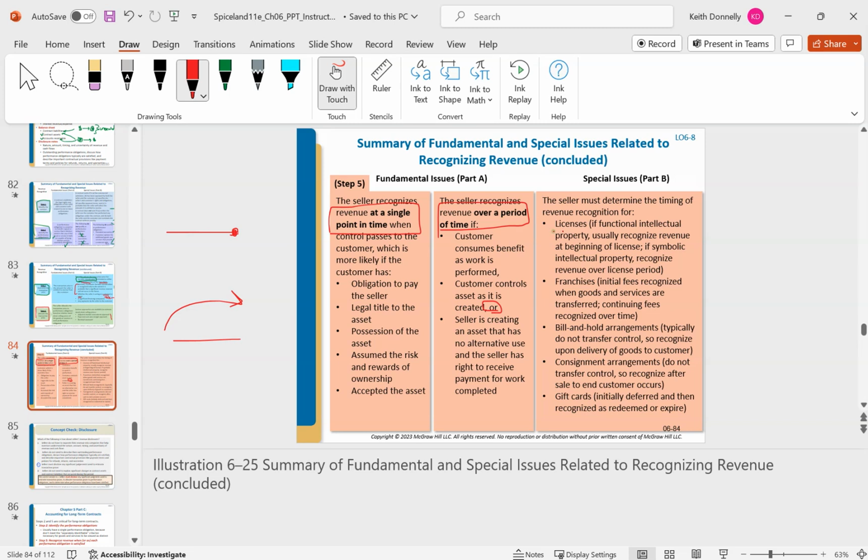And then we talked about specific setups, with licenses, functional versus symbolic licenses. Franchises, where you need to separate what you're selling, the goods and services, versus potentially the IP. Bill and hold arrangements: you don't recognize the revenue until you deliver the goods. Consignment arrangements: you don't recognize the revenue until that middleman sells the goods. Gift cards: you don't recognize the revenue until 1, they cash in the gift cards, or 2, the likelihood of them cashing them in becomes remote, i.e. they expire.